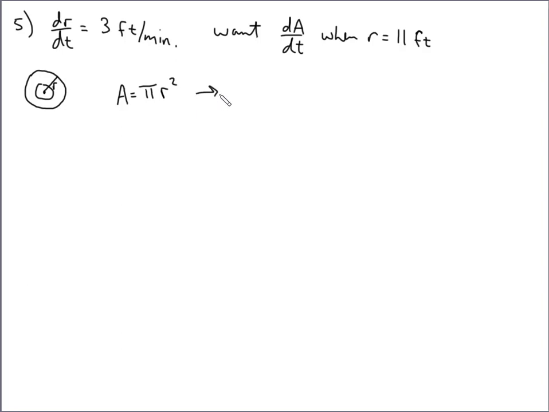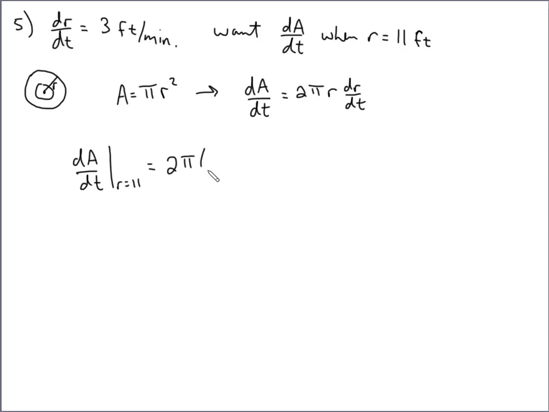And so then we take the derivative of both sides of this with respect to time. Derivative of A with respect to time is dA/dt. This one we use the power rule, put the 2 in front to get 2 pi. Lower the power by 1 to the first power, and then we also have to multiply by the derivative of r with respect to time. That's dr/dt. So what we want is dA/dt when r is 11, and so we just plug that in to our formula here.